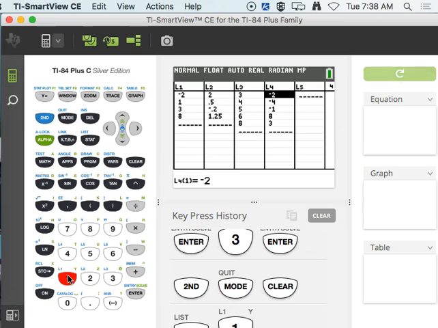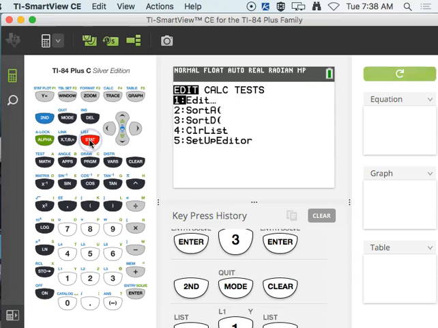X is in this 1. Y is in this 2. And we... they flat out told us cubic regression. So we go to stats and calculate.